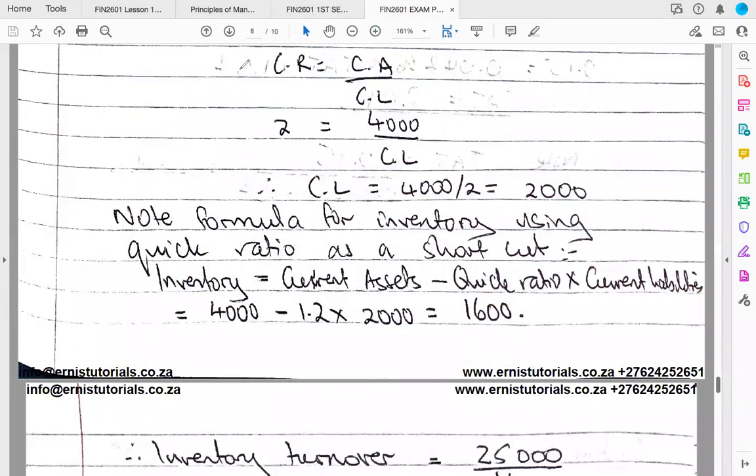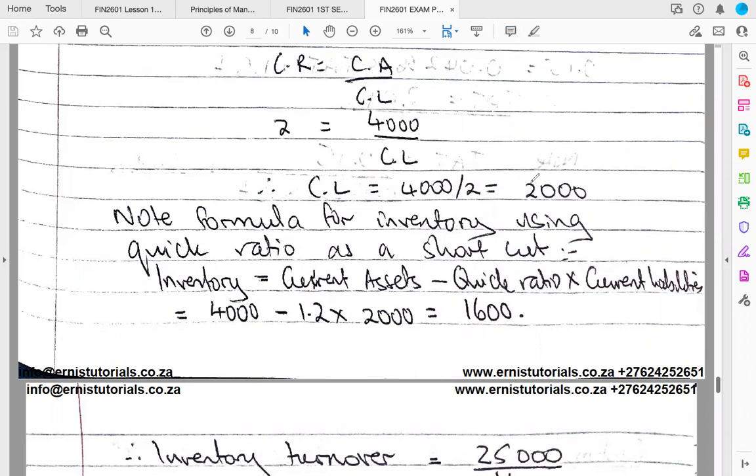Usually you'll be asked to use the current ratio to calculate current assets or current liabilities. If you've been given current assets and you want current liabilities, you simply take your current assets divided by the current ratio to give you your current liabilities. If you've been given current liabilities and your current ratio and you want your current assets, you simply multiply your current ratio times your current liabilities to give you your current assets, right?